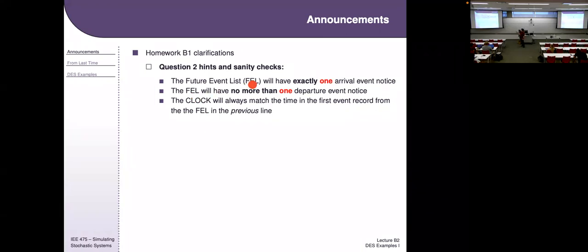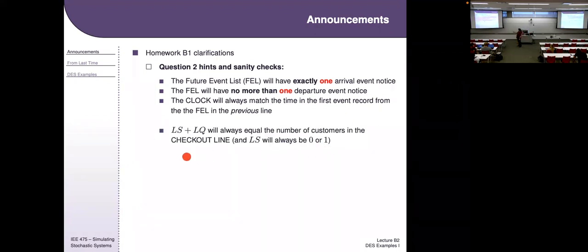The FEL will also have no more than one departure event. No more than, so it's possible to have no departure events, but if you have 2 departures, you probably scheduled extra departures, or you forgot to take a departure off the FEL as you were moving. The clock will always match the time of the first event record, and we'll see this in the example today. If your clock has a different number than the first event record, then you might have, for example, forgotten to take the event record off the FEL when you were moving ahead.